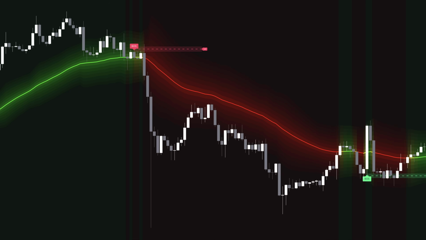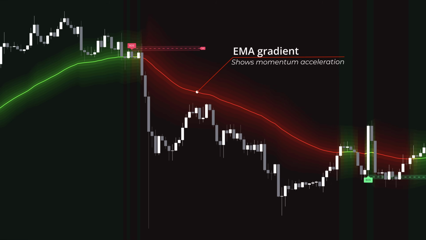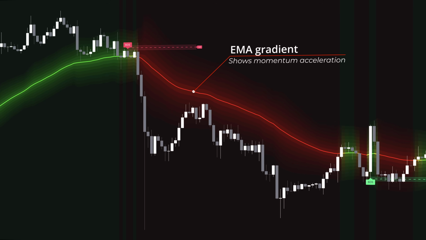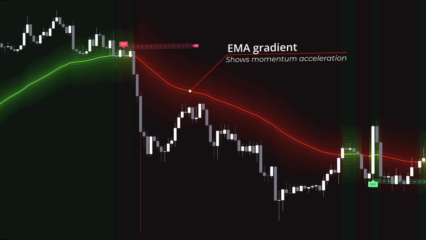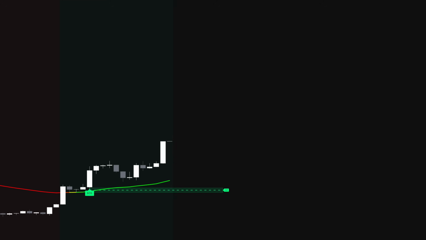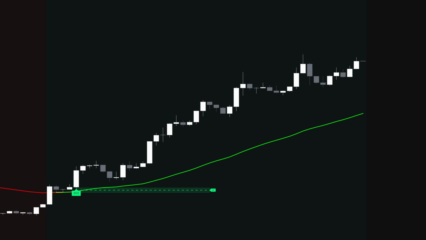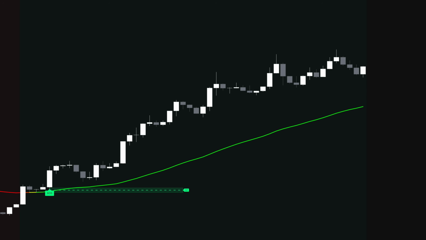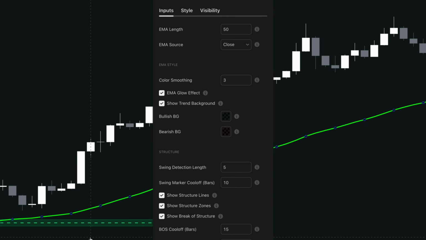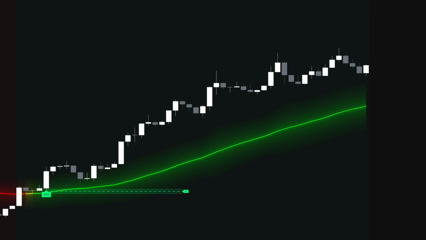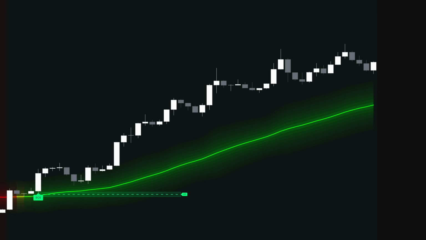The EMA component goes beyond a standard moving average by implementing a gradient color system based on acceleration. Rather than simply coloring the EMA by direction, the indicator calculates the rate of change in the EMA's movement. The result is an EMA that shifts through a color spectrum reflecting momentum intensity, not just direction. An optional glow effect created through multiple plot layers and fills gives the EMA visual prominence on the chart.